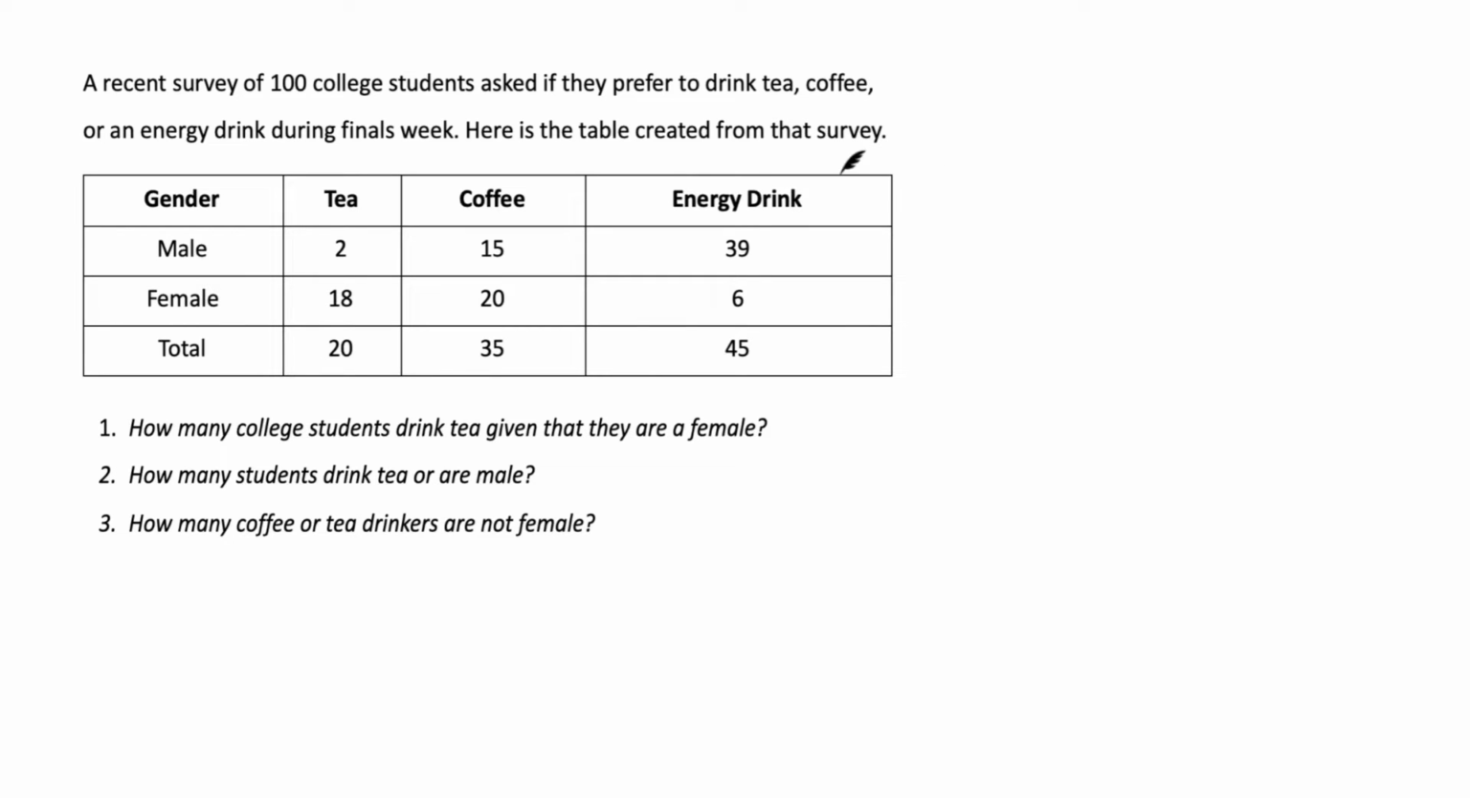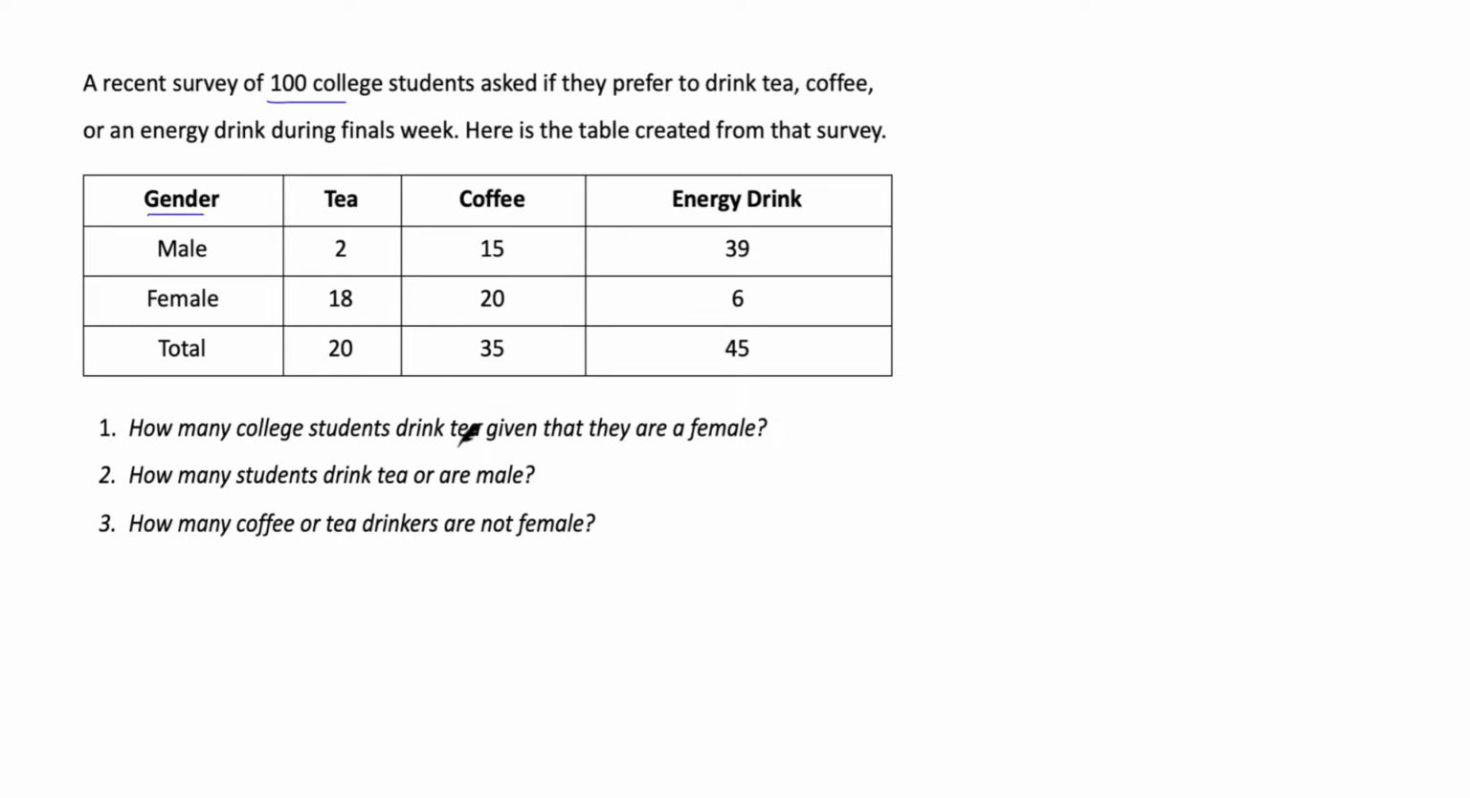Let's have a look at this table. A recent survey of 100 college students asked if they prefer to drink tea, coffee or an energy drink during finals week. Here is the table created from that survey. Again, it's a two-way table. The rows indicate the gender and the columns indicate their choice.